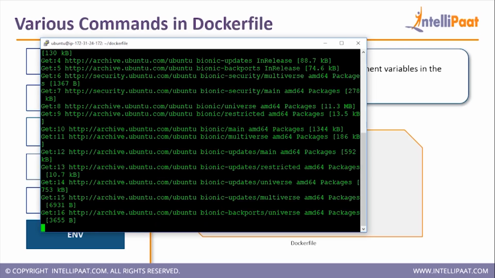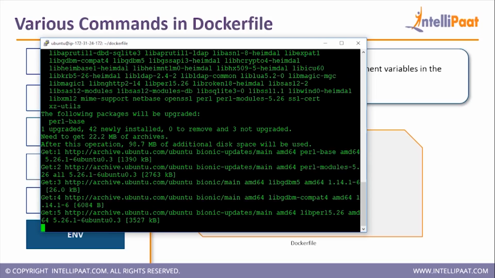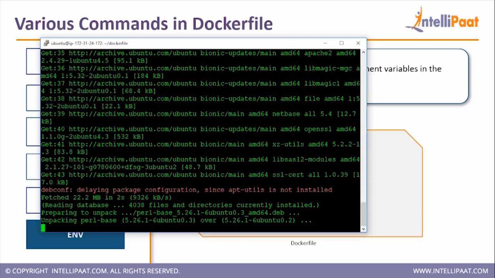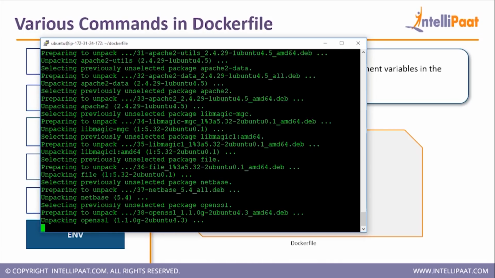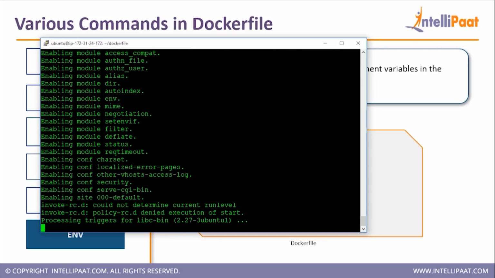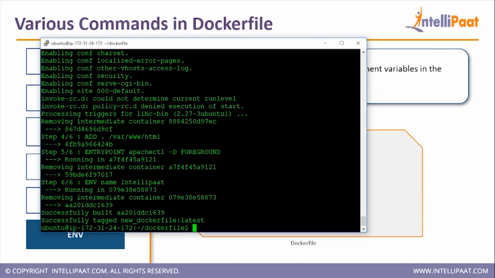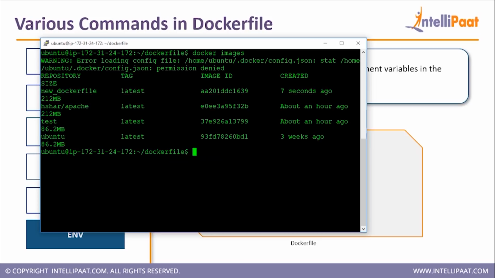You can see the docker file is now being executed, and basically this is creating the container for me, and this will come up with an image which will have all the changes that we just told to the container. Now if I do docker images, I can see that there is a new image which has been created, which is new_dockerfile. So let us run this new_dockerfile.